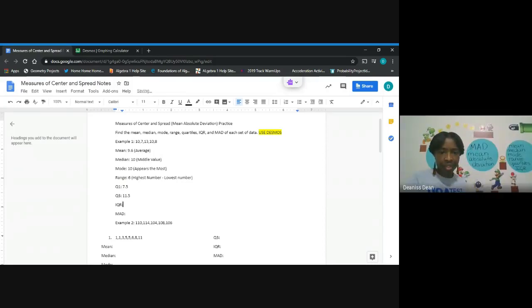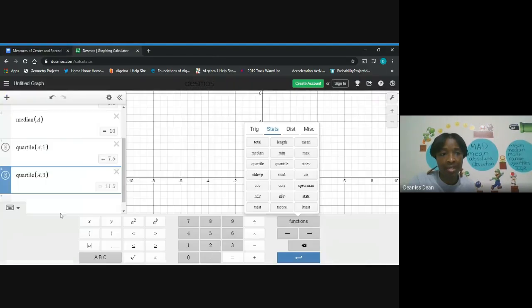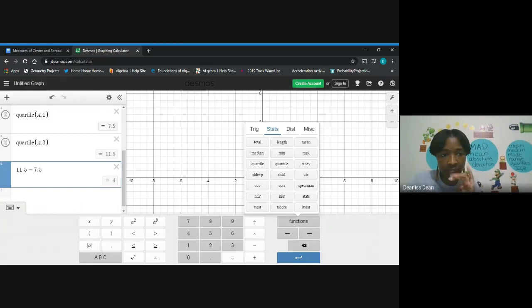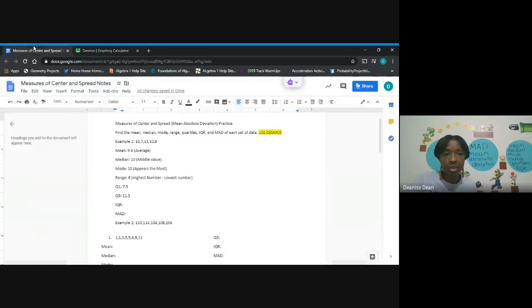All right. The last thing there with the quartiles is the interquartile range, IQR. Remember, you do that by subtracting quartile 1 from quartile 3. So I'm going to do 11.5 minus 7.5. That tells me the interquartile range is 4. So we do quartile 3, or Q3, minus Q1.